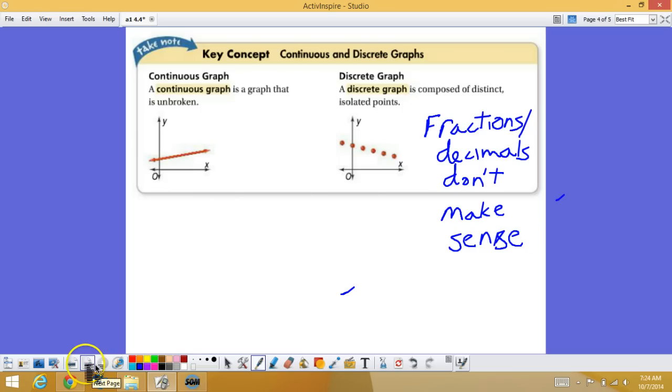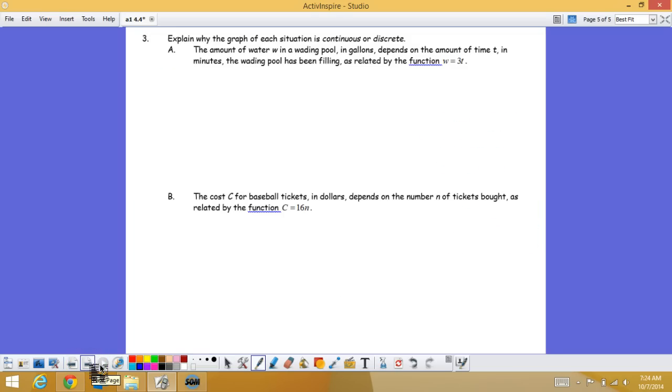So on the next page we've got a couple of examples we're going to talk about, and we're going to try to explain whether they're continuous or discrete. The amount of water W in a wading pool in gallons depends upon the amount of time T in minutes the wading pool has been filling. And it's related by the function W equals 3 times T.